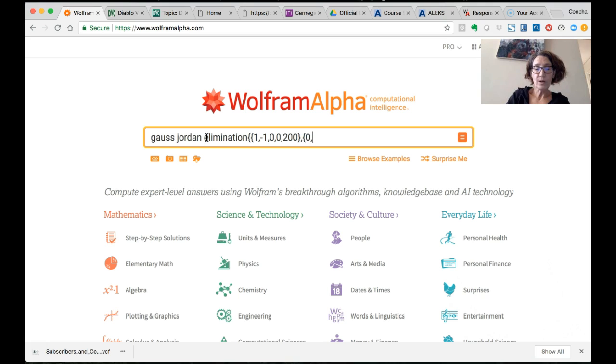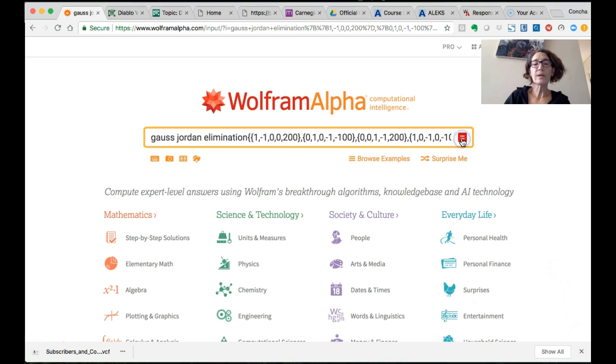Second row is 0, 1, 0, -1, -100, bracket, comma, third row, 0, 0, 1, -1, and then 200. There it is. Fourth row has a comma, a bracket, 1, comma, 0, comma, -1, comma, 0, comma, -100, bracket, bracket. And then I hit the equal sign.